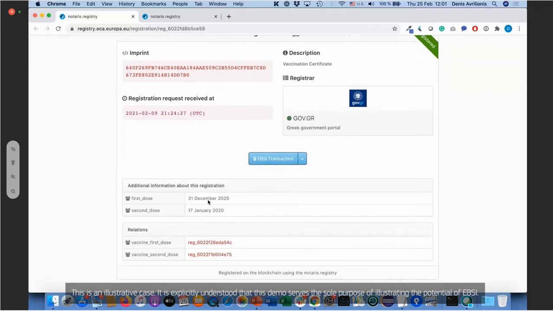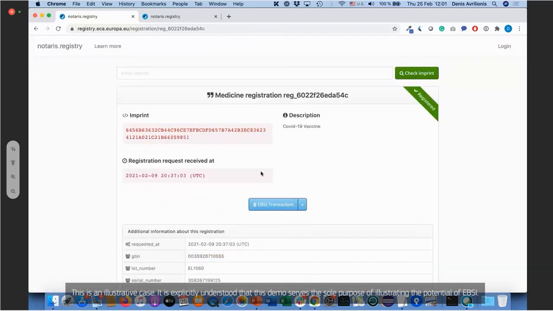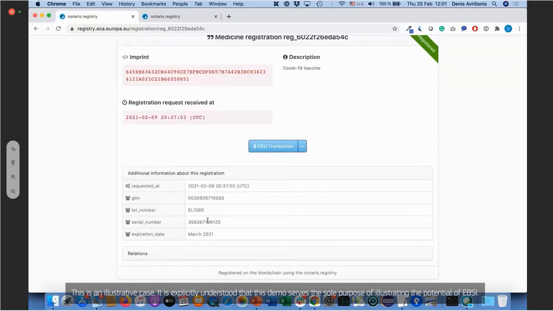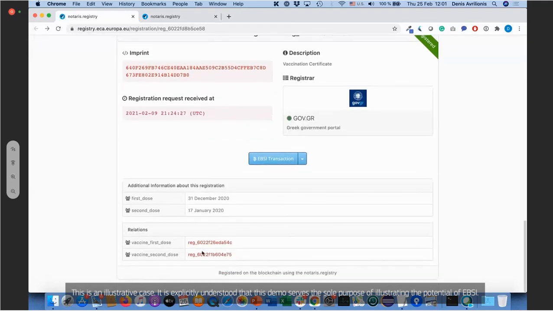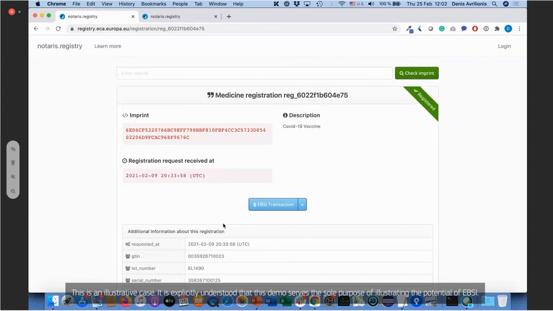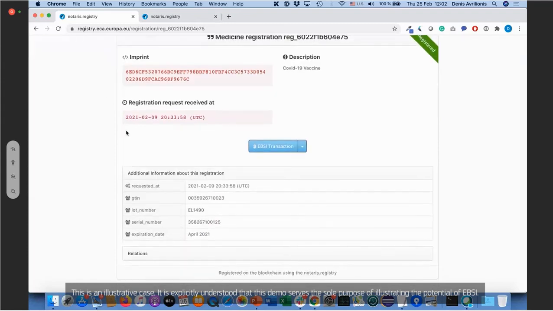There are 2 doses, and what we can navigate as logical links are actually the actual medicine that has been administered. So the serial number and the GTIN number, without even knowing which company it belongs to. All this information is hidden behind. So only for traceability reasons, and in case of any issue with the vaccine, you can navigate to the 2 specific barcodes of the medicine that has been administered.